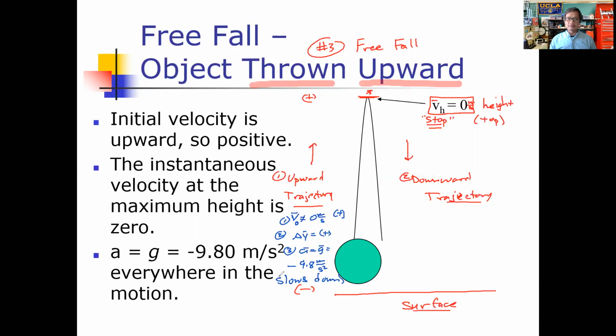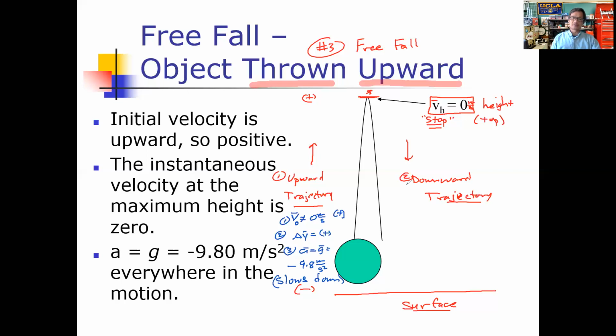Okay, and if you look at the signs here, the velocity is positive. The acceleration is negative. We learned this back a couple weeks ago. When those two are in the opposite direction, the object is slowing down. So there it is in the upward trajectory. The object has to be slowing down as it moves upward.